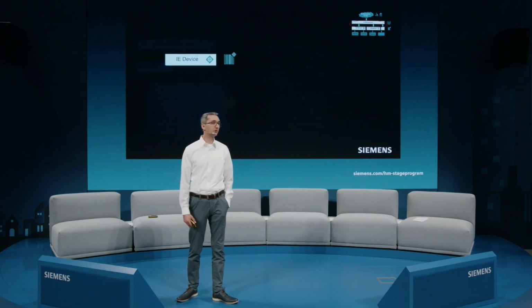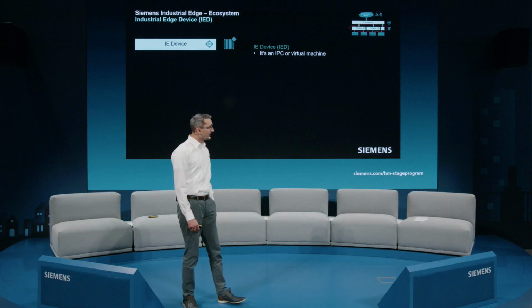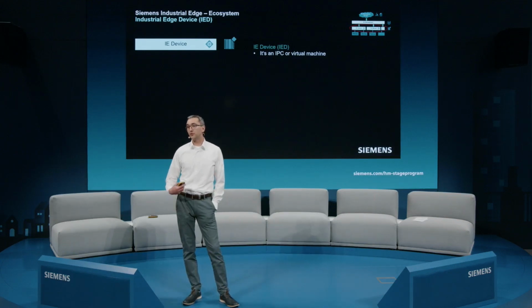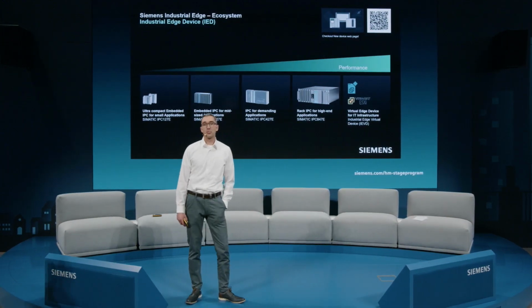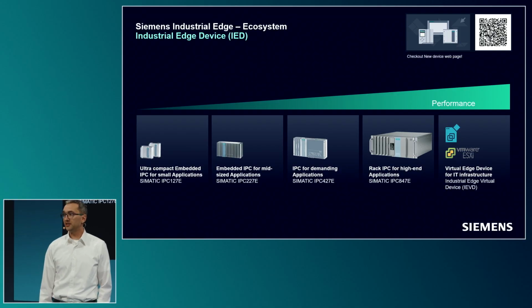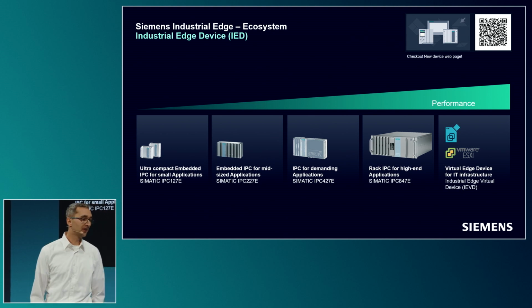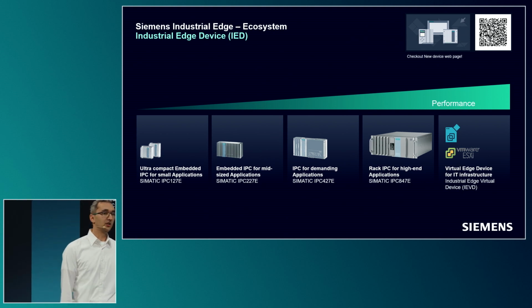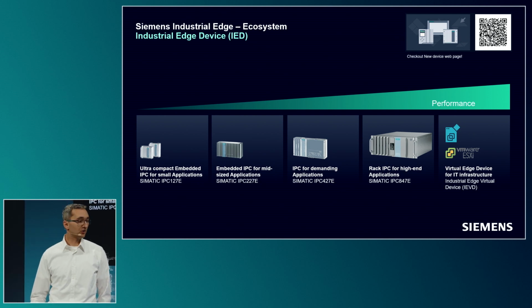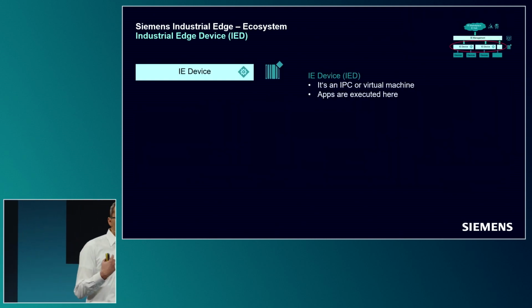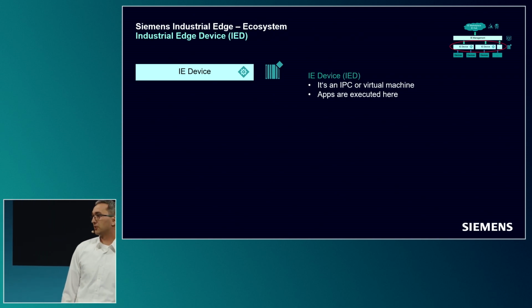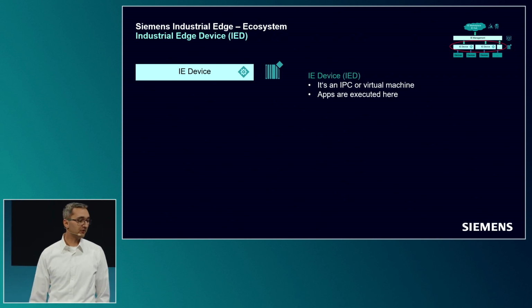So let's have a detailed look at the industrial edge devices now. The industrial edge devices are normally a physical device. Siemens is providing a wide range of industrial edge devices based on the SIMATIC IPC platform to address all the various needs of the customers and applications. In addition to the IPC family, also industrial edge devices based on HMI panels are available, and many more devices are currently in development. The applications you can buy in the industrial edge marketplace are executed on the industrial edge devices.